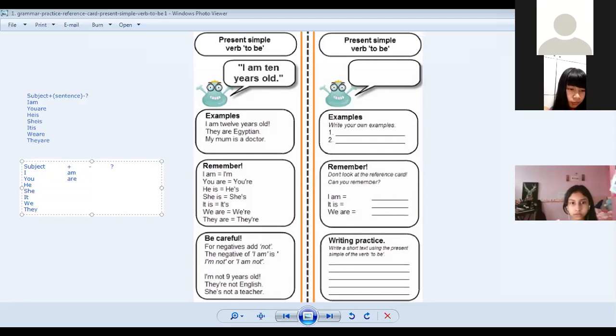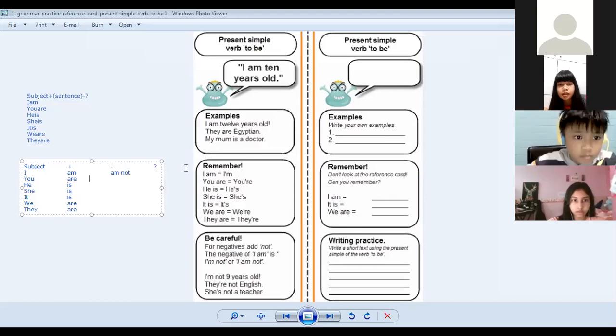You are. And he? He is. She is. It is. We are. That's nice. And the negative sentence. If you make a negative sentence, what is the to be of I? I am not. And you, in a negative sentence? You are not. It is not. Okay, that's true.